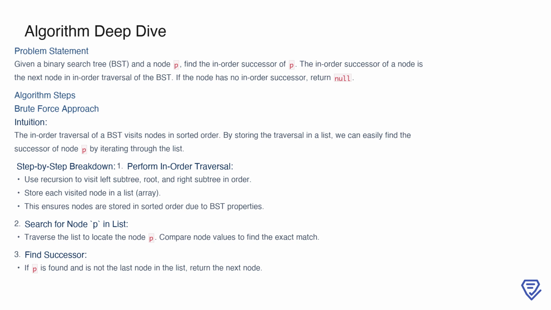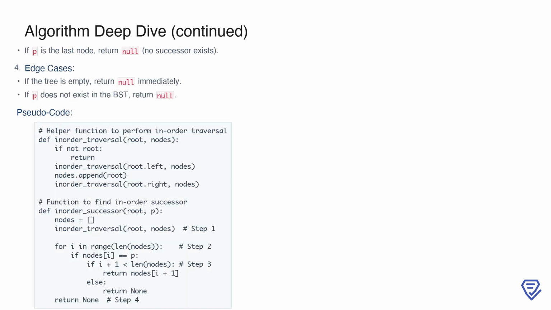Once P is found, we simply return the next node in the list if it exists. If P is the last node in the list, we return null since there is no successor. If the node P happens to be the last node in the list, our algorithm will return null, as no successor exists in this case.